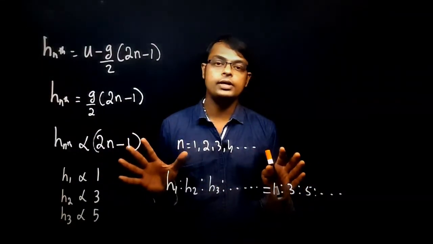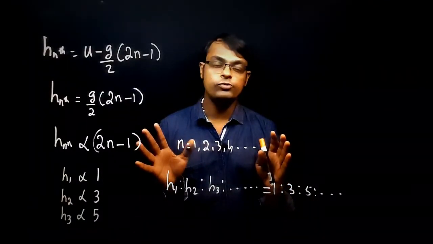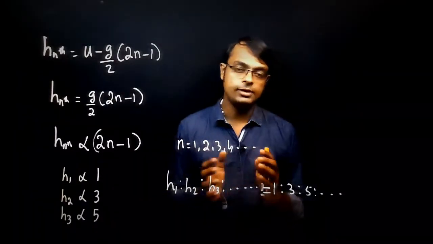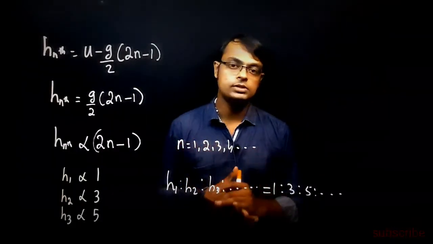These are the topics we have discussed today. So mainly we are dealing with motion under gravity, that is uniformly accelerated motion, where the g value is taken as 9.8 meter per second square, or approximately 10 meter per second square.